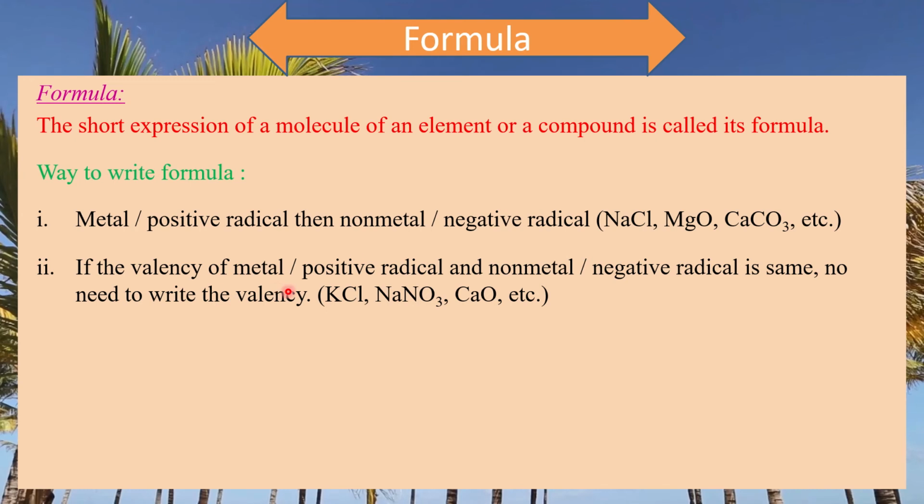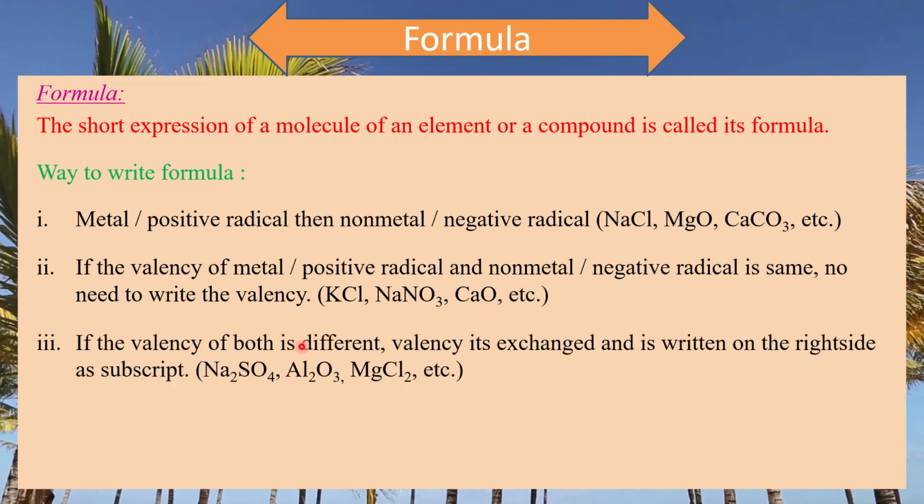If the valency of metal or positive radical and non-metal or negative radical is the same, no need to write the valency. For example, potassium chloride, both valencies are 1, so no need to write the valency. Sodium nitrate, this is the compound of sodium metal and nitrate radical. Nitrate is a radical and both their valencies are 1, so no need to write the valency here. Calcium oxide, calcium and oxygen, both their valencies are 2, so no need to write the valency.